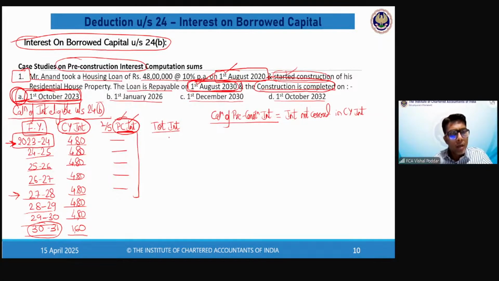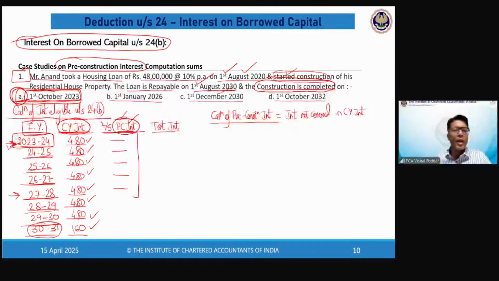So logically, you will get deduction of the interest you are paying, no less, no more. Now you have paid interest from 1st August 20 to 1st August 30, so you should get deduction for interest of 10 years. But legally, as per the provisions of this section, the interest is bifurcated into two categories: current year interest, pre-construction interest. Now, current year interest will be every year's interest. So your working for the house property head will start, as I explained earlier, from 23-24. So from 23-24, whatever interest comes every year, you will get its deduction under the name of current year interest.